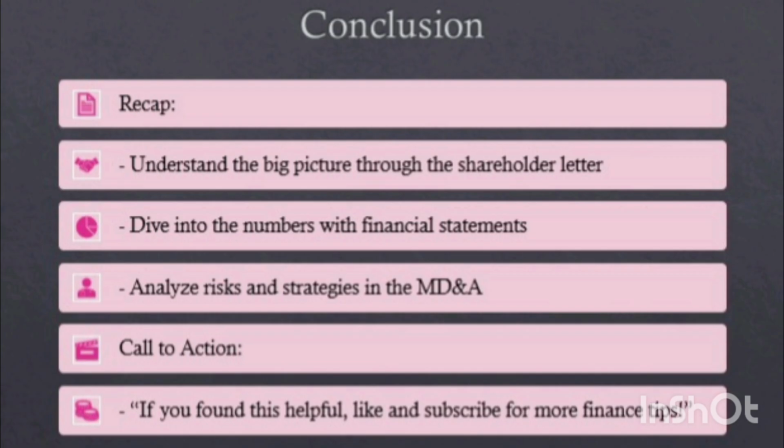and the big picture overview. Point number 2, the financial statements including income statement, balance sheet and cash flow. Point number 3, the management discussion and analysis, risks and future plans. Point number 4, the auditor's report and the importance of the auditor's opinion. Point number 5, the notes to the financial statements and their critical details.